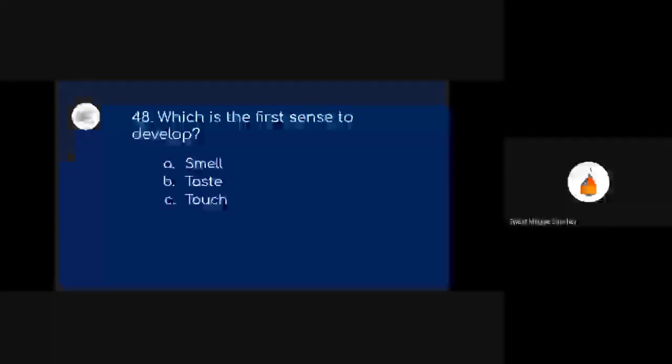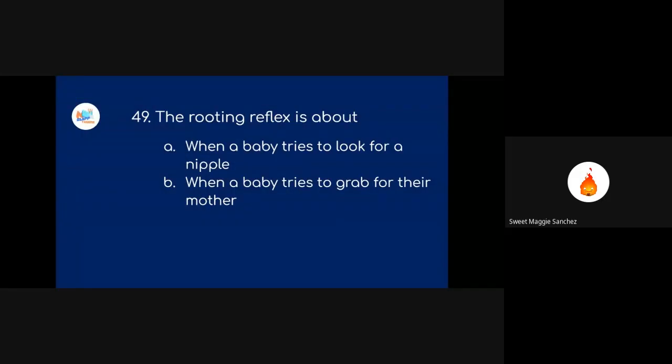Okay, timer stops. Question 49. The rooting reflex is about, is it A, when a baby tries to look for a nipple, or B, when a baby tries to grab for their mother?